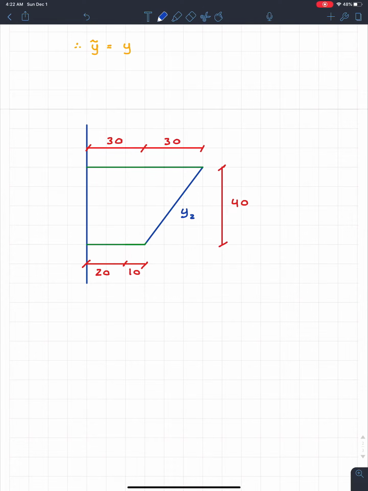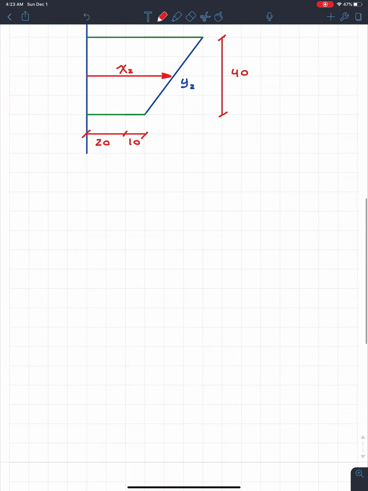If that's y2, that means that the distance from the axis to a point on here is going to be x2. So what this means is that the radius of this cone or cylinder, whatever you want to call it, is always going to be x2. So the volume here, or actually, yeah, we're not going to do the volume right now.